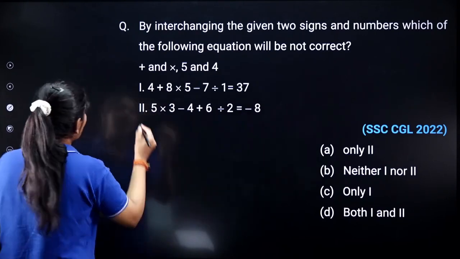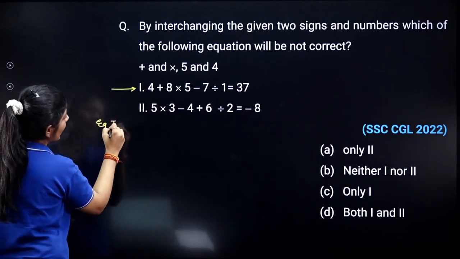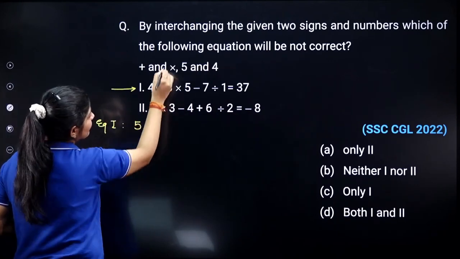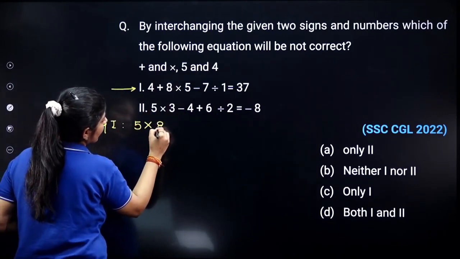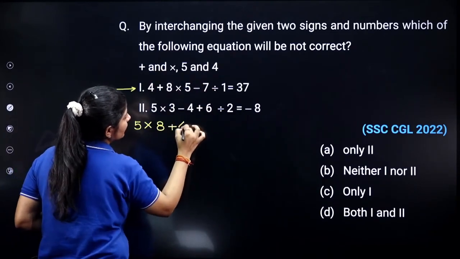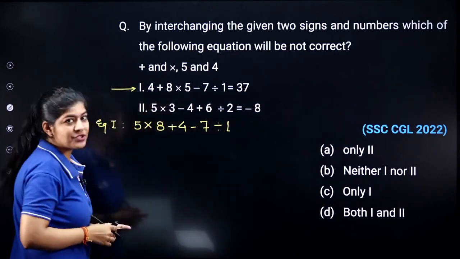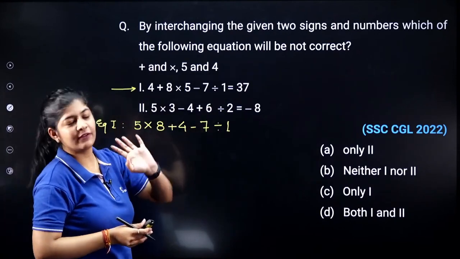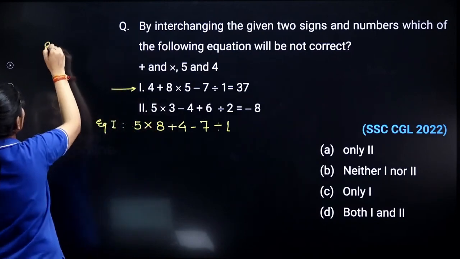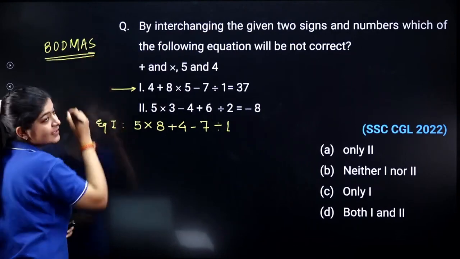Let's see. Okay. I'll go with equation number 1 first. Equation 1 says that 4 is changed with 5, plus is changed with multiplication, 8. Multiplication is changed with addition, 5 is changed with 4, minus 7 divided by 1. I need to check whether this equals 37 or not. So what am I getting? We need to take care of the rule of BODMAS.